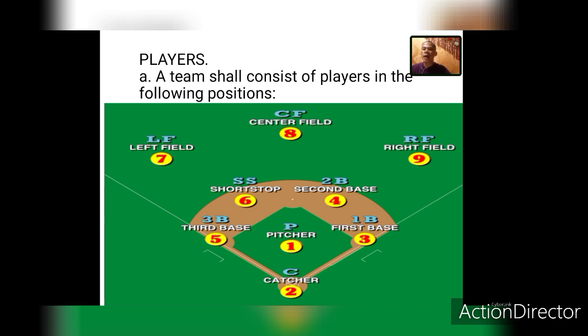So, players. A team shall consist of players in the following positions. First, we have the pitcher. Second, we have the catcher. Third, we have the first base. Fourth, we have the second base. Fifth, we have the third base. And sixth, we have the shortstop. Seventh, left field. Eighth, center field. Ninth, right field.